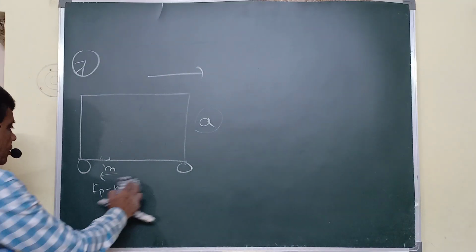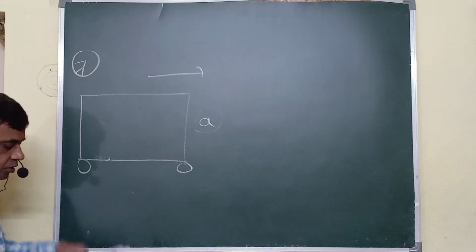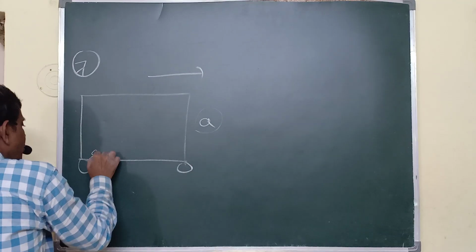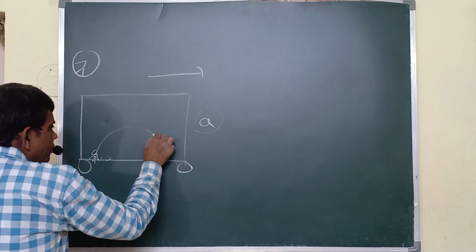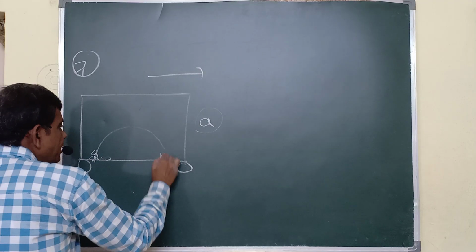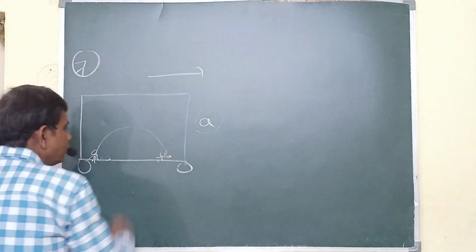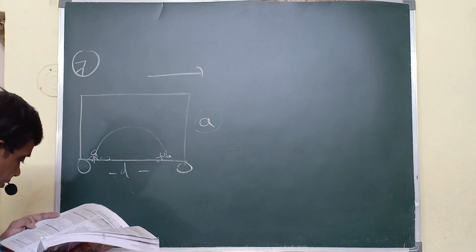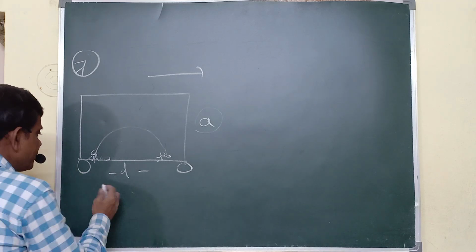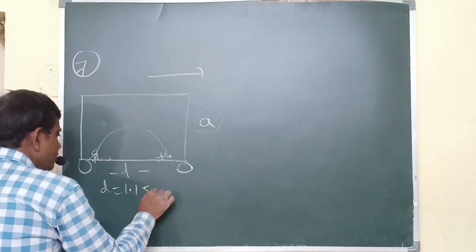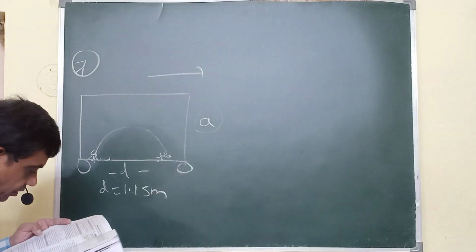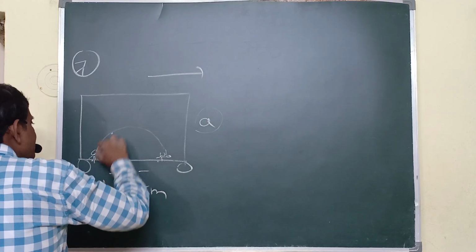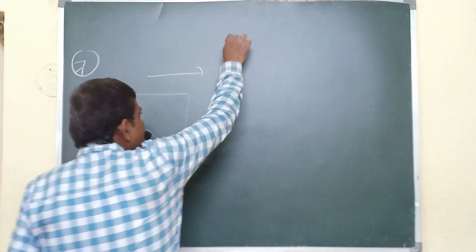Now, here one boy projects one ball like this. When the ball reaches here, he comes to here and catches the ball. This distance is given as d, which is 1.15 meters. He has also given this information about the ball, which moves like this.